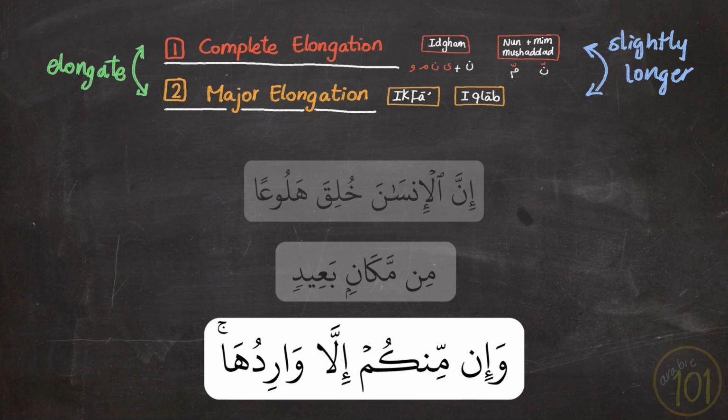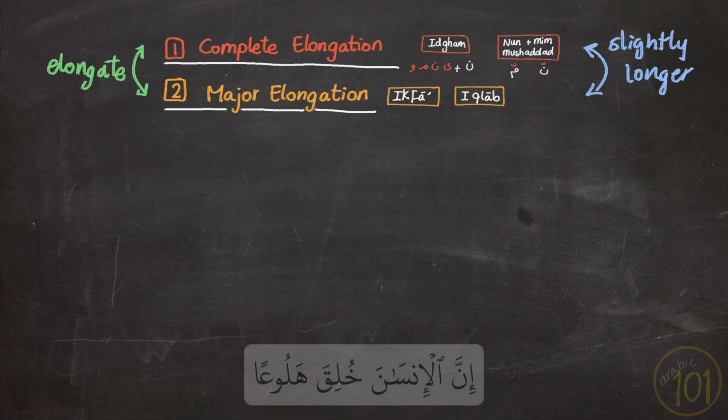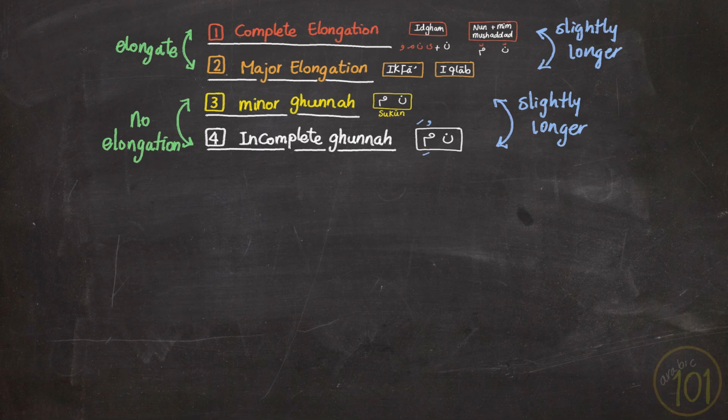واردها. So there is a slight difference in the length of ghunnahs between the first and the second cases, which you might not pick up directly, and it requires a lot of practice. Here's an example containing all 4 degrees.